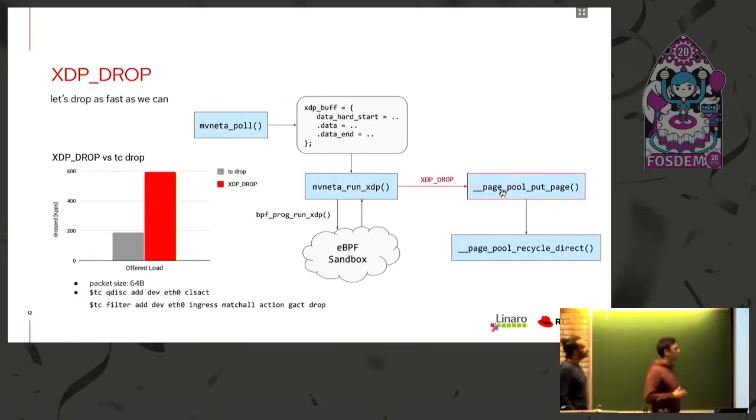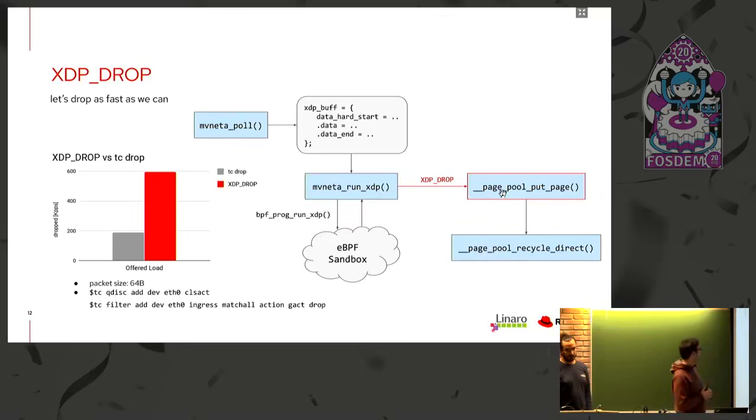Now let's go through each possible XDP verdict and let's consider XDP drop. XDP drop is returned by our eBPF program when it wants to drop the packet as fast as it can. And the typical use case for XDP drop is an anti-DDoS application. We can see here that whenever the program returns XDP drop, the packet will be recycled in the in-interrupt cache using page_pool_recycle_direct.